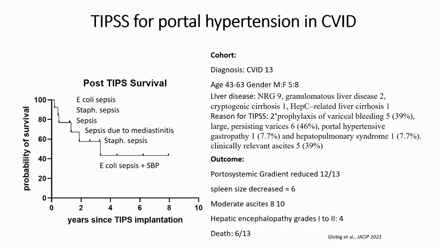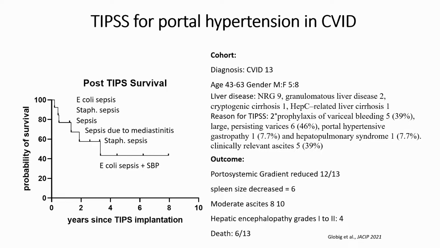Reasons for TIPS was secondary prophylaxis for variceal bleeding in 5 patients, large persisting varices in 6, portal hypertensive gastropathy in 1, and hepatopulmonary syndrome in 1, which I think we can discuss whether that is an indication. Clinically relevant ascites was present in 5 of these patients. And you see the Kaplan-Meier curve of survival post-TIPS. And what we observed is that the portosystemic gradient could be reduced in nearly all of these patients.